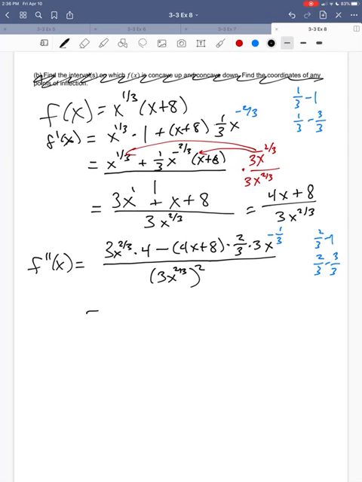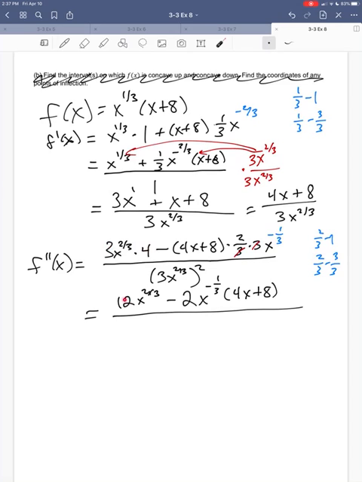So, what do I have here? 4 times 3 gives me 12x to the 2/3. Here, the 3's cancel. So I get minus 2x to the negative 1/3. And then I get 4x plus 8. All right, I think I've got everything here, right? 4 times 3 is 12. x to the 2/3 goes along for the ride. These 3's canceled, so I bring down the 2. I've got that x to the negative 1/3, and I've got the 4x plus 8.